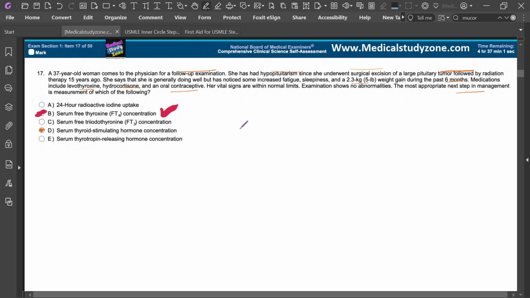In this patient, with history of fatigue, sleepiness, and weight gain, hypothyroidism should be in consideration, because the patient does not have a functional pituitary gland. As a result of surgical or radiation intervention, the typical endocrine pathway of hormone secretion is disrupted here.